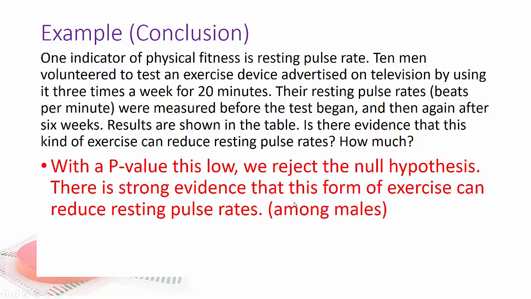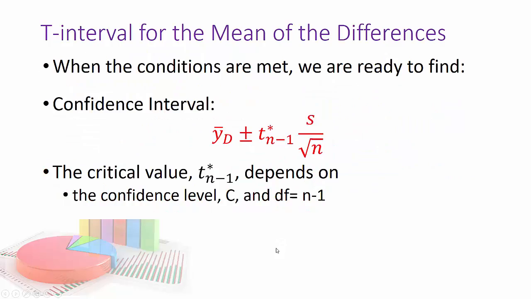I threw that in, by the way. Your book didn't say among males. And I was like, but it was only males. I don't feel right inferring for the general population if I only have males. If I knew more about these volunteers, I would put more information about them in here, okay? Because you want to narrow it down.